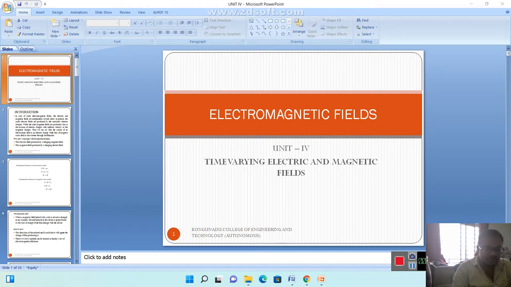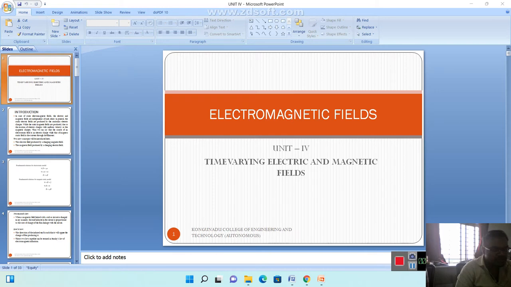What are the objectives of Unit 4? To impart basic knowledge on Maxwell's equations. Why are Maxwell's equations very important in the electromagnetic field? Next, what content is available in Unit 4? First topic, Faraday's law. Second topic, conduction and displacement current density. Third, Maxwell's equations in integral form and point form. Then finally, the vector potential.